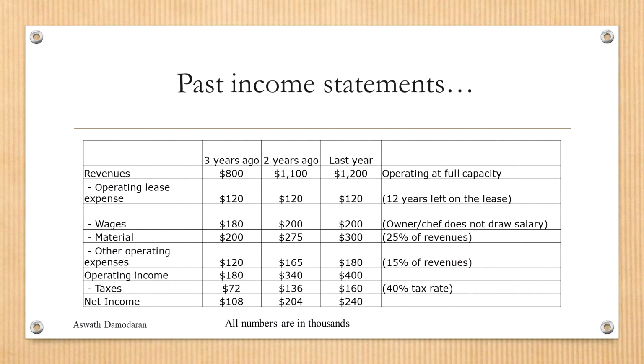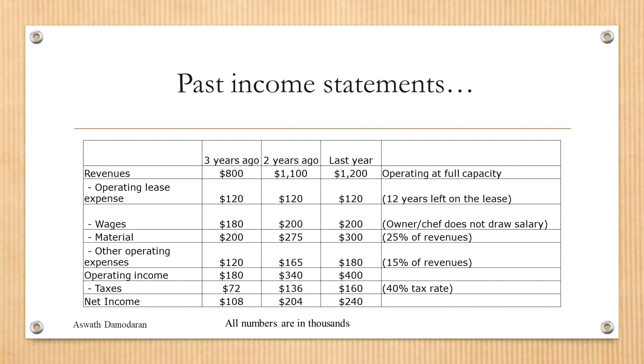Material cost was $300,000 last year, which is about 25% of the revenue. This is very typical for an upscale French restaurant. If it's a buffet, it could be as low as 10 to 15%. But for an upscale restaurant, it's very typical to have 20% of revenue spent on materials.